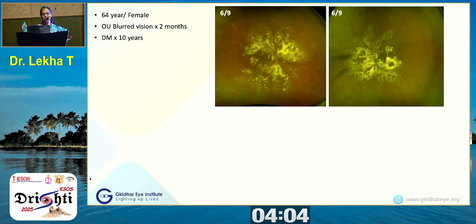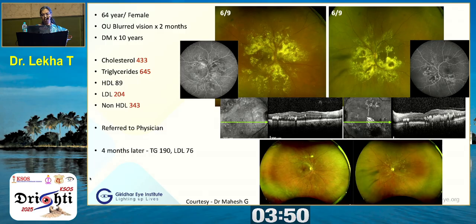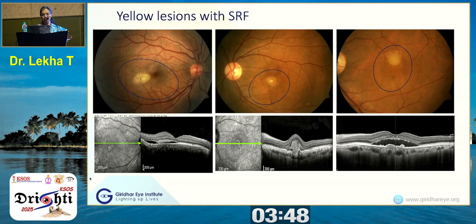So this is a 64-year-old lady who came with blurred vision. You can see extensive yellowish lesions in the posterior pole. We were not sure. FFA and OCT did not show any features of inflammation, but her blood workup gave us the answer: alarmingly high lipids, and with systemic treatment, she improved very well.